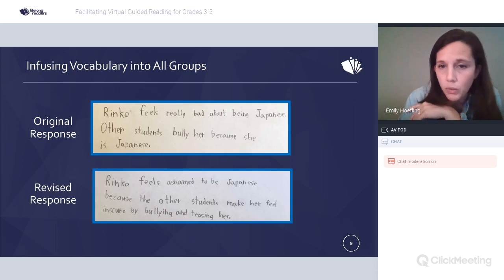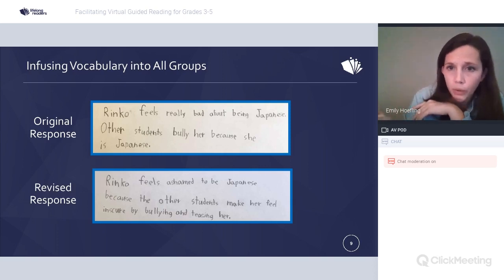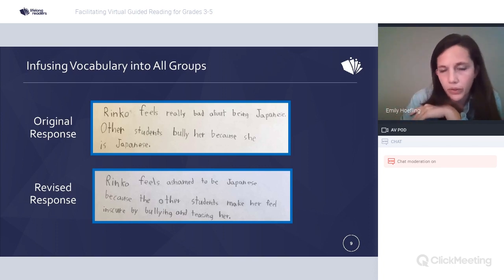And for the youngest kids, we give them just a few words and they're all going to work. By the time they get older, we can give them 8 or 10 words. Some work, some don't. And they have to do some of that critical thinking around the vocabulary.